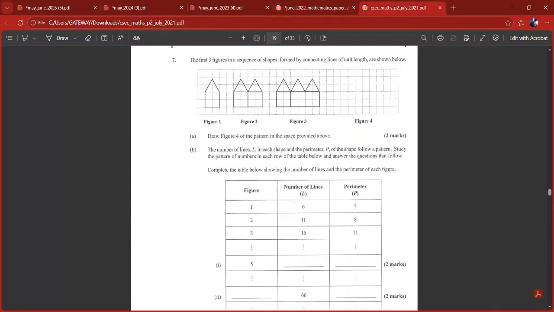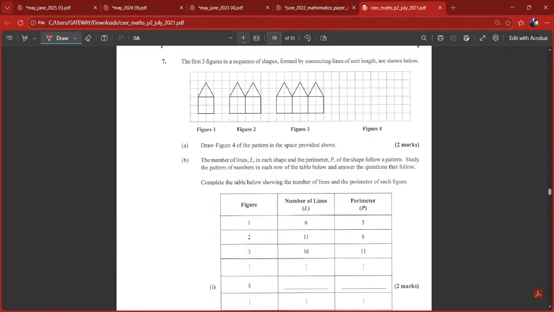So the last one we're going on to now is the 2021. Alright, so I'm going to correct this one now. So they say the first three figures in a sequence of shapes formed by connecting lines of unit length are shown below. So you have figure 1, figure 2, figure 3, figure 4. Figure 1 is one square, figure 2 has two squares. I'll call them houses. So figure 1 has one house, figure 2 has two houses, figure 3 has three houses, figure 4 should have four houses.